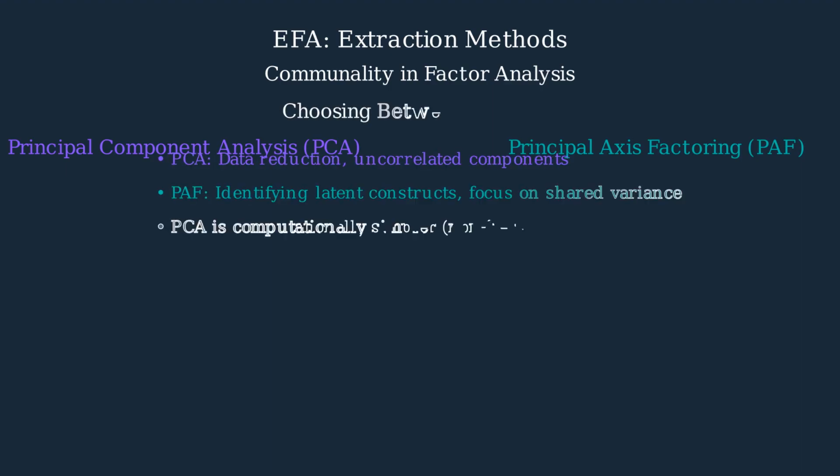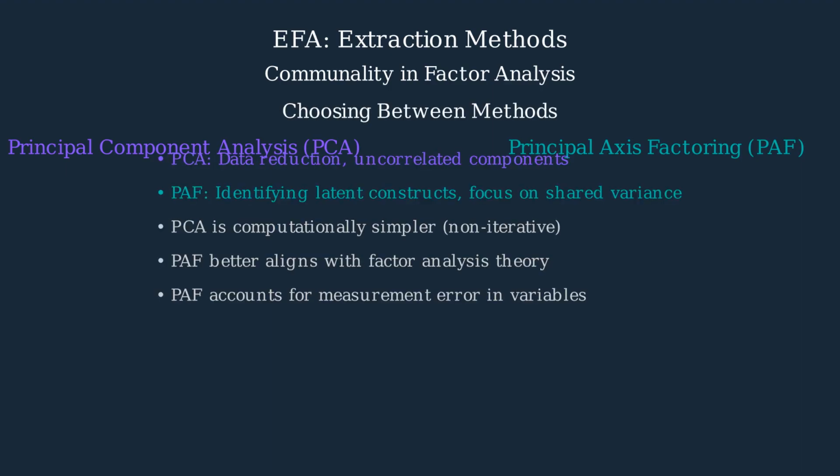When choosing between extraction methods, consider your research goals. PCA is useful for data reduction, while PAF is better for identifying latent constructs underlying your variables. Understanding these differences is essential for proper application of exploratory factor analysis.